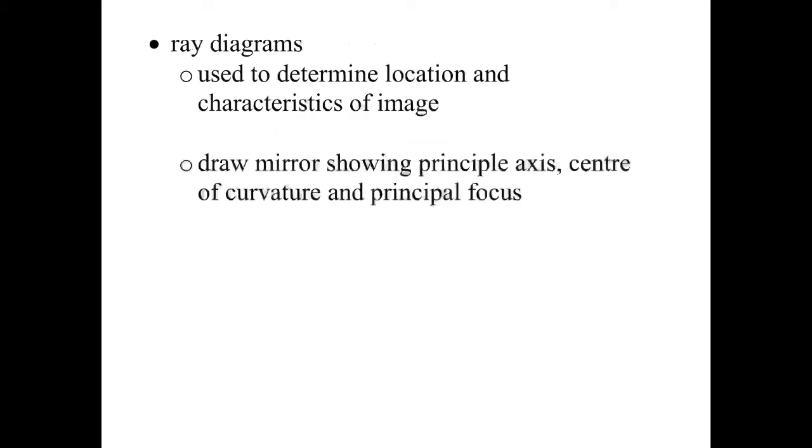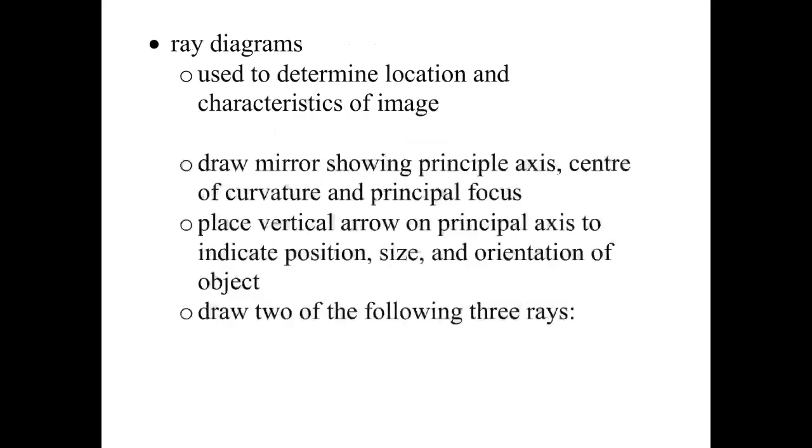So what we're going to do is we're going to draw a mirror showing our principal axis, center of curvature, all that stuff. Then we're going to place a vertical arrow on the principal axis just to indicate the position and size and the orientation of the object that's being reflected. And then when we do that, we need to draw 2 of the following 3 rays.